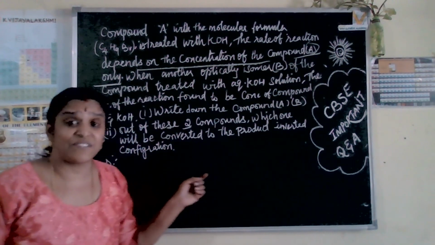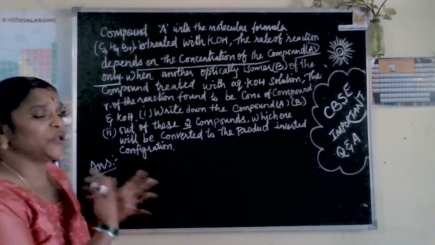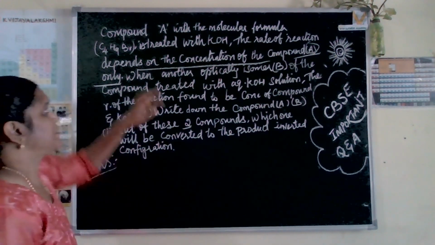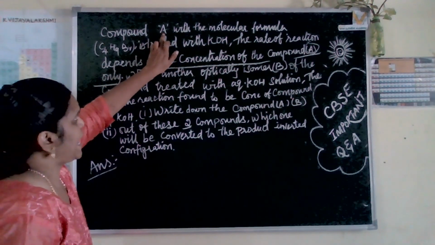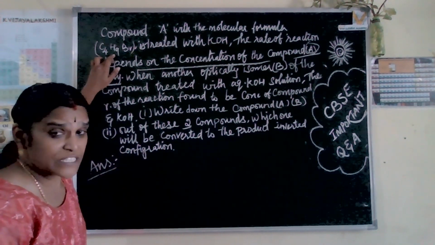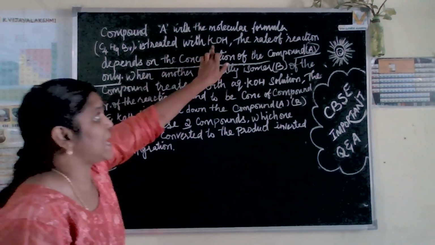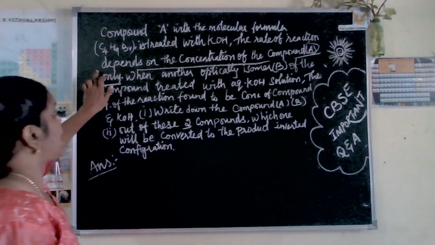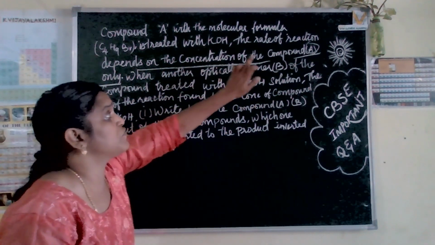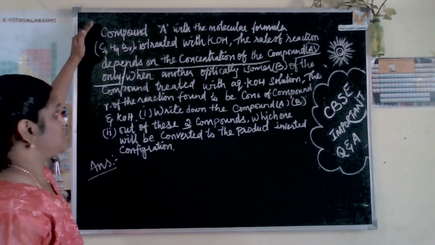Another interesting question, a typical question. As you read the question, you will come to know what they are asking. From the compound A with the molecular formula C4H9. C4 starts with butane, right? So C4H9 is treated with KOH. The rate of the reaction depends on the concentration of the compound A only. So this is one question.